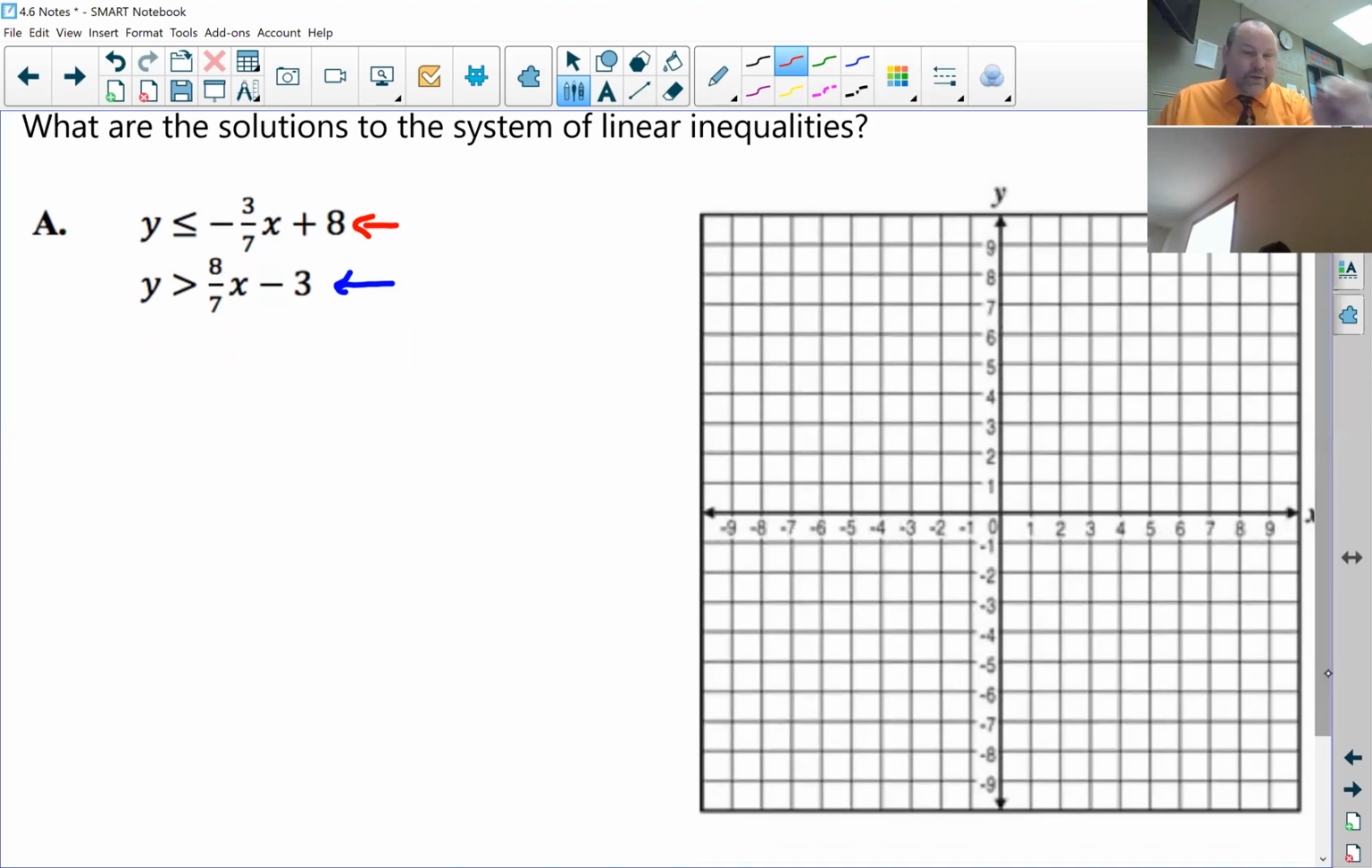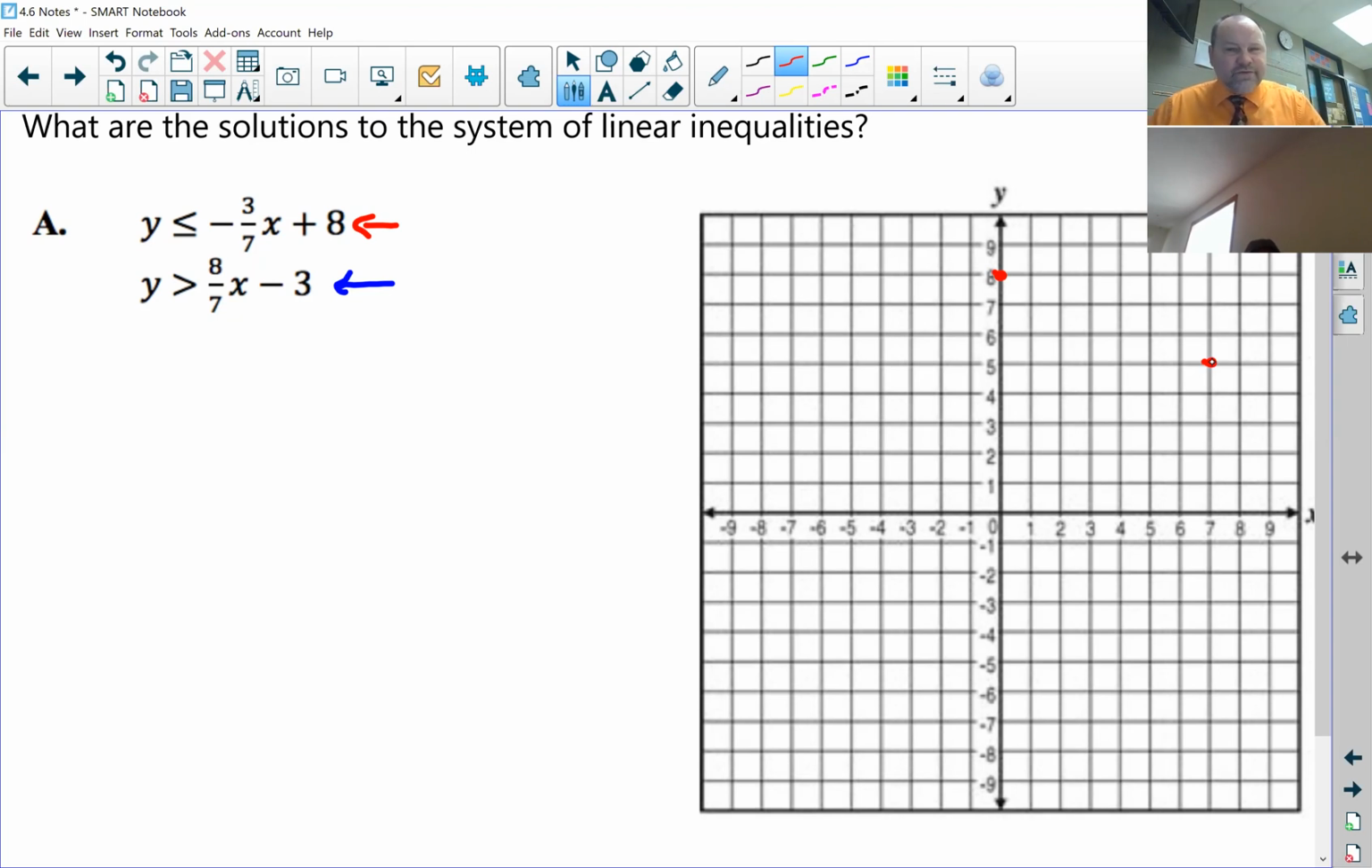So they're both in slope-intercept form. For the first one, I have 8 as my y-intercept, using the slope -3/7. So again, I always go down. So 1, 2, 3, and then right 7. And I'm not going to be able to do more than just that one point because of the limitations on my graph here.